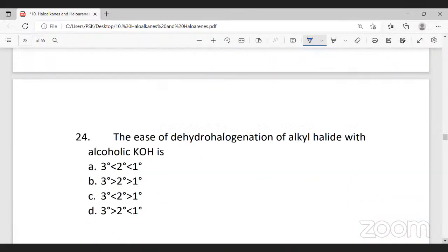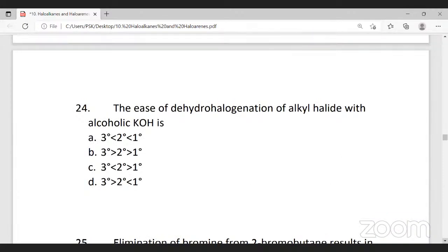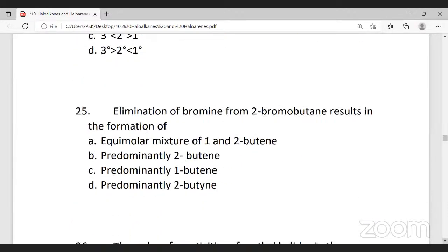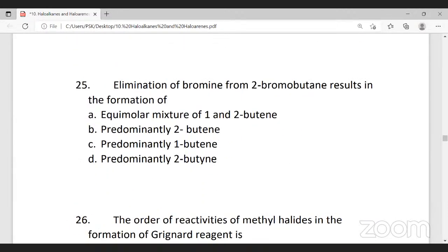Yes, sir. The next question, the ease of dehydrohalogenation of alkyl halide with alcoholic potash will be in the order. Tertiary is easier compared to secondary. Secondary is easier compared to primary. So dehydrohalogenation also will be easily undergone by tertiary alkyl halides compared to the secondary and primary. This sequence you should know.